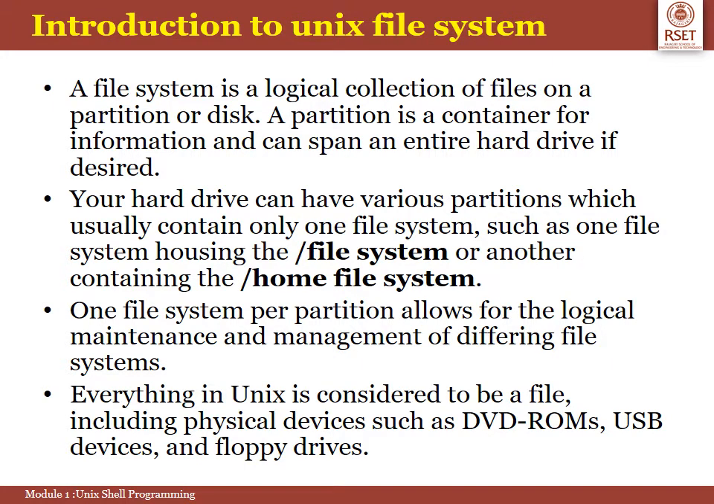Now we will see the Unix file system in detail. A file system is a logical collection of files on a partition or disk. A partition is a container for information and can span an entire hard drive if desired. Your hard drive can have various partitions which usually contain only one file system, such as one file system housing the / file system or another containing the /home file system. One file system per partition allows for the logical maintenance and management of different file systems. Everything in Unix is considered to be a file, including physical devices such as DVD-ROM, USB devices, and floppy devices.